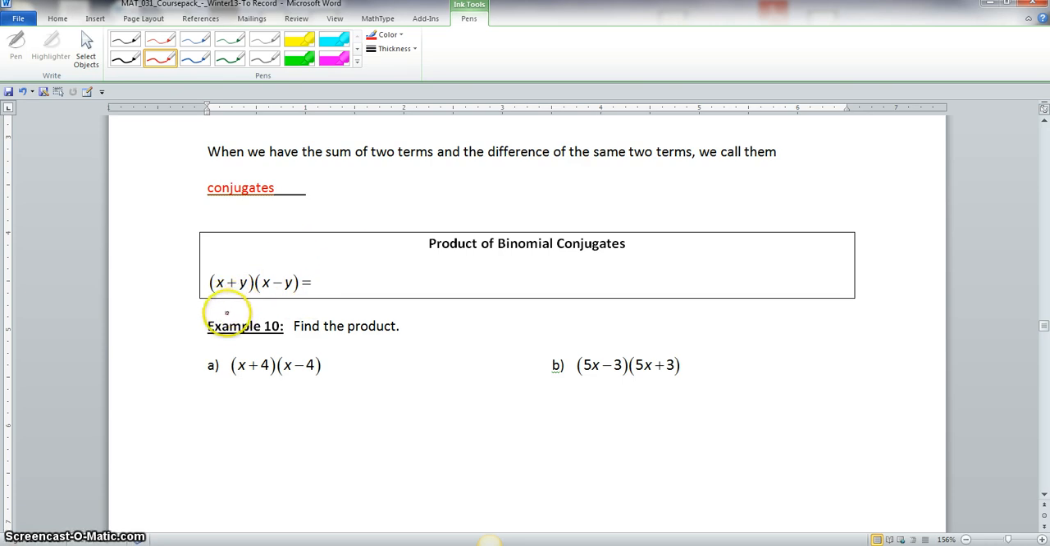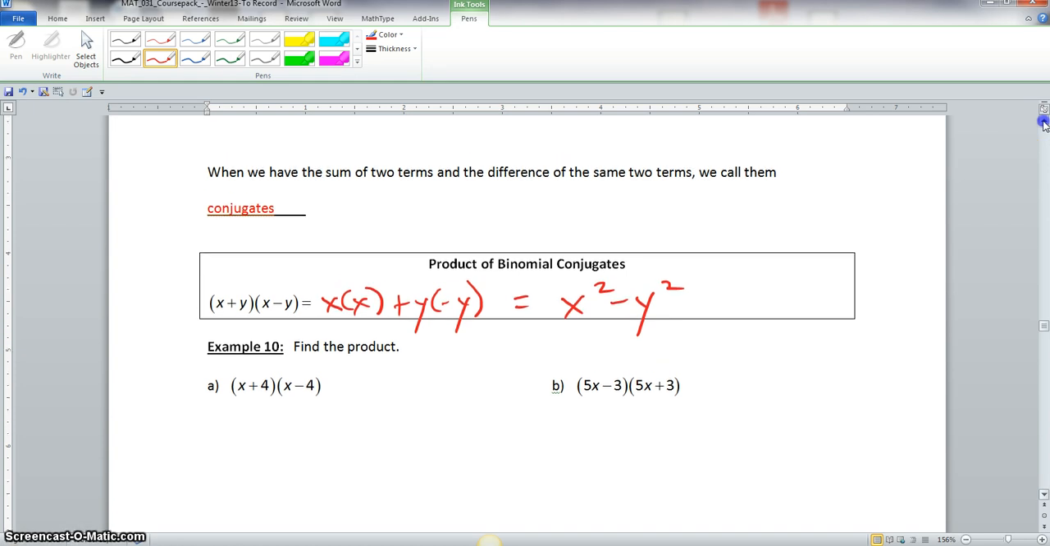Now, of course, we could do the traditional way of taking x and multiplying it by both of these terms and y by these two terms. But whenever you have the product of conjugates, all you need to do is take this first term times that first term, and then this second term times that second term. And you will have x squared minus y squared.